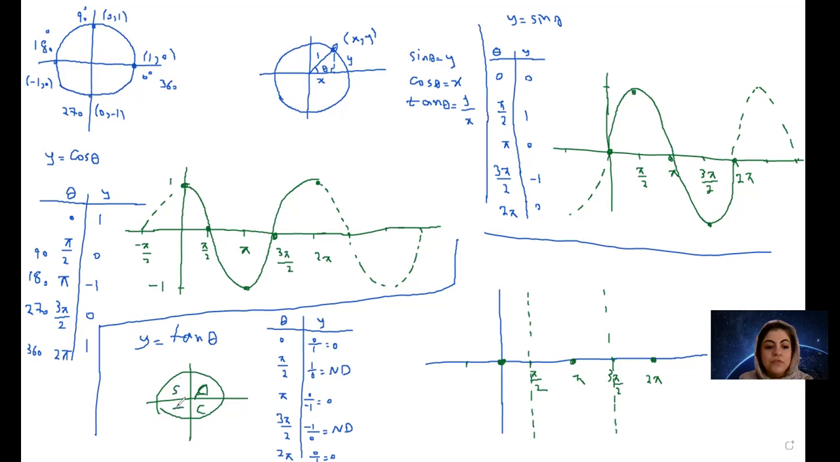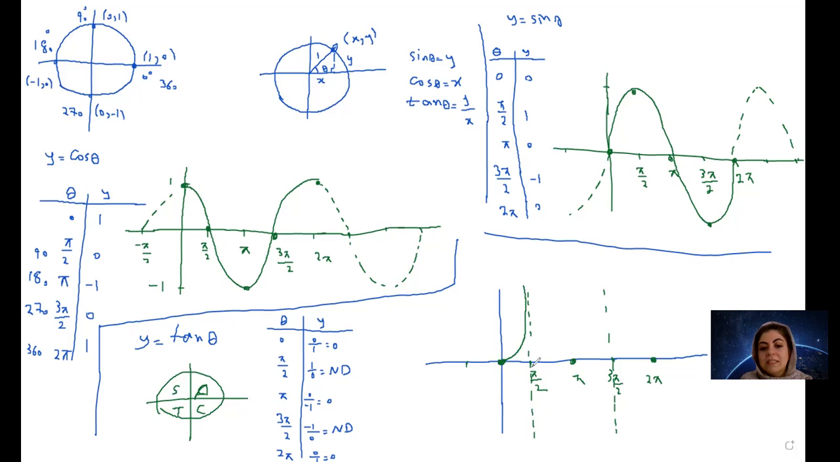CAST. In the first quadrant, everything is positive, right? From 0 to pi over 2 is your first quadrant. Since it's positive, you have to go up toward the asymptote. You don't go down. If you go down, it becomes negative, right? In the first quadrant, the tan is positive, so you have to go up toward the asymptote.